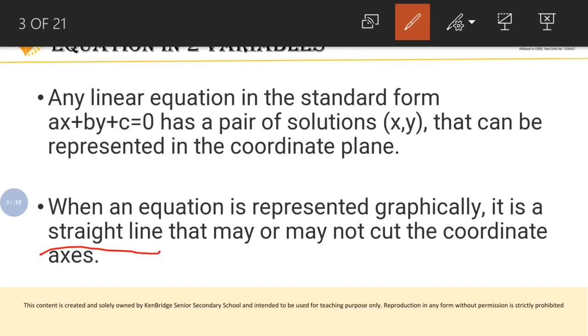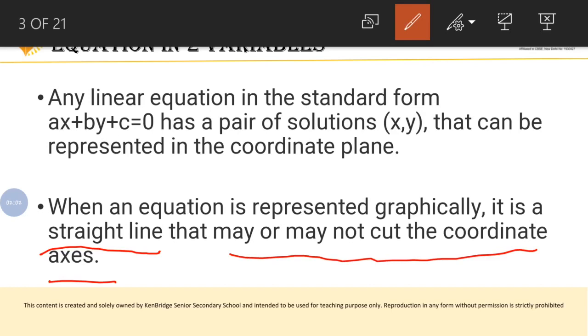Students, please make a note. Graphical representation of a linear equation will be the straight line. It will not be a curved line. It will be the straight line. For any linear equation, the solutions of the linear equation will give a straight line in the graphical representation. It may or it may not cut the coordinate axis.